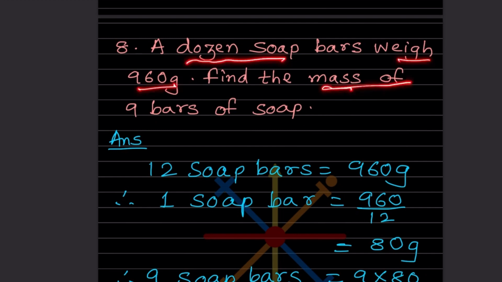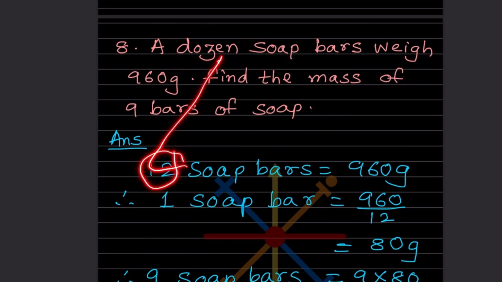The next question says that a dozen soap bars weigh 960 grams. Find the mass, which is nothing but the weight, of 9 bars. A dozen means how many? A dozen is 12. So 12 soap bars weigh, see the first sentence, 960 grams. They have asked for the weight.